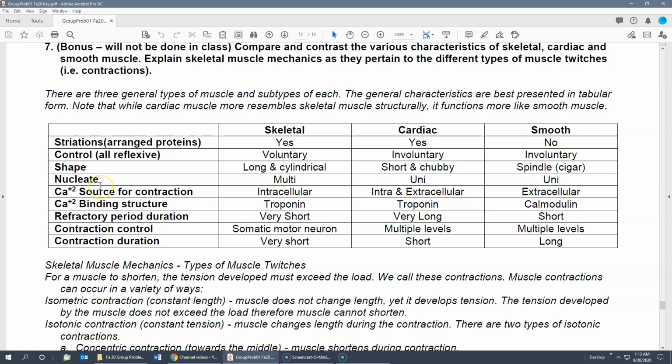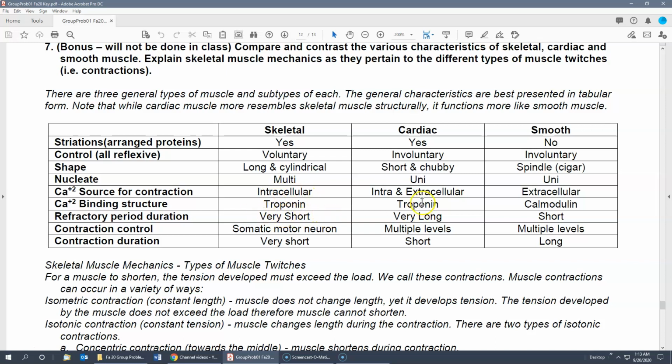In terms of contraction, we need calcium to bind to muscle, no matter what type of muscle it is. So where does the calcium come from? Well, skeletal muscle, it's all stored inside, intracellular, particularly for skeletal muscle, in the lateral sacs of the terminal cisternae, the sarcoplasmic reticulum.